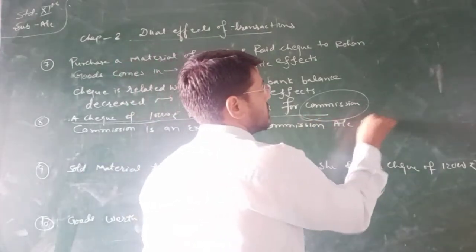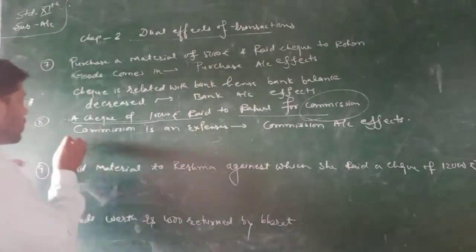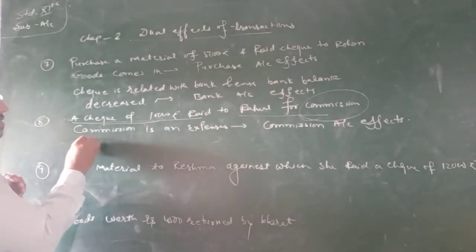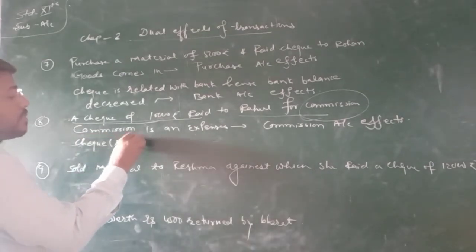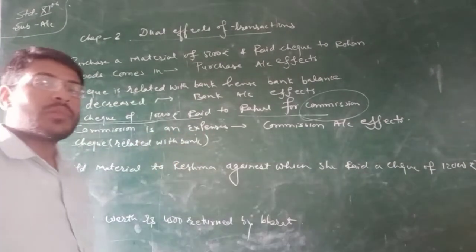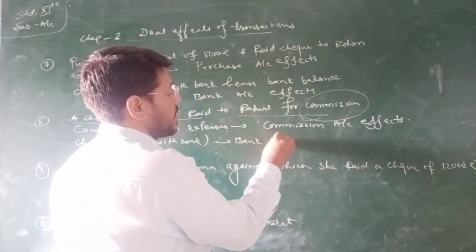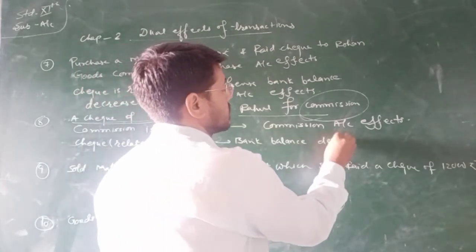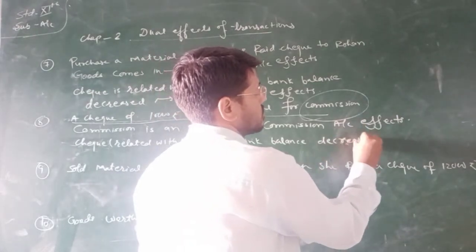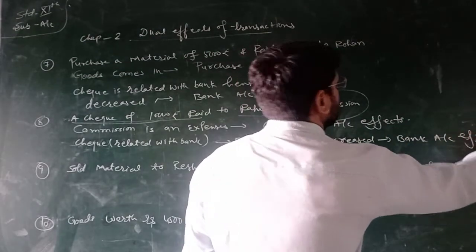Commission account effects. On the other hand, we are paying a check. A check is related with the bank, which means your bank balance is decreasing. Bank balance decreases. So which account should be affected? The bank account will be affected.